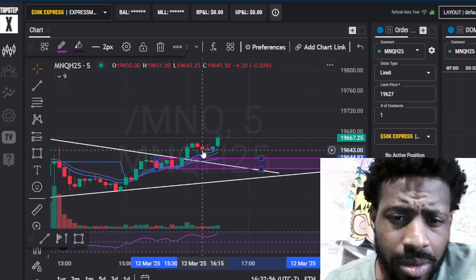But as you can see, it got an engulf, but it hasn't closed yet. So I will wait and see, because there's still the possibility it could be a fake out. Okay? Still a possibility. But that's how I would do it. That's my trend line break strategy.